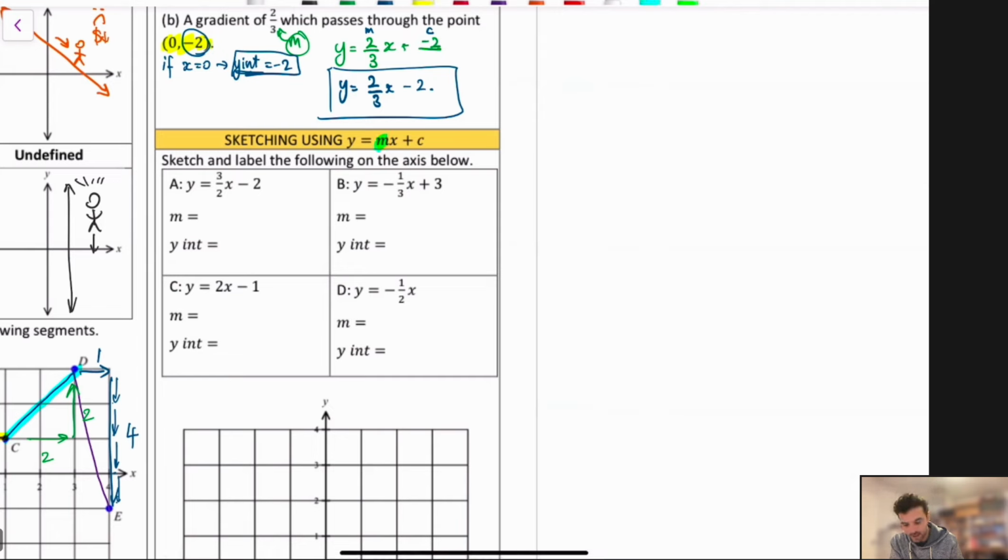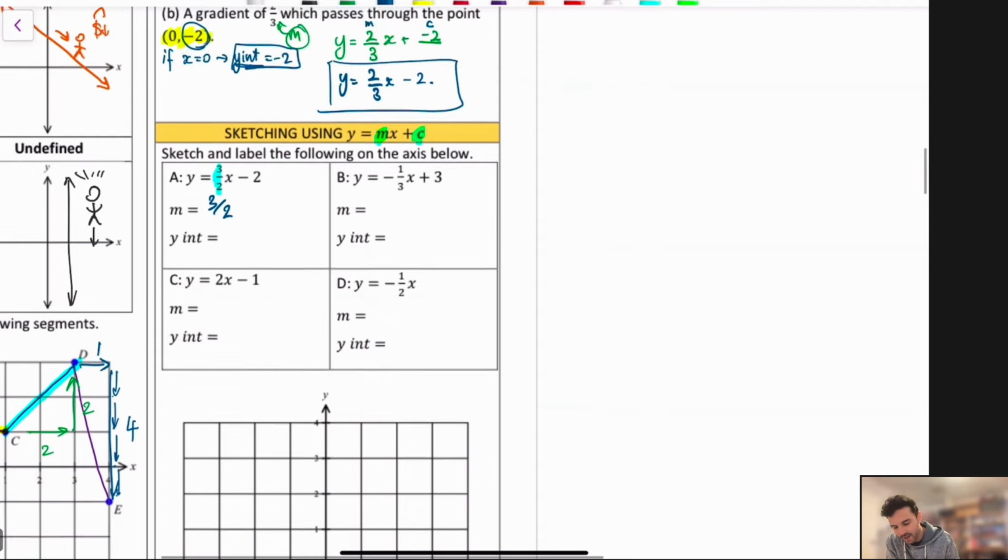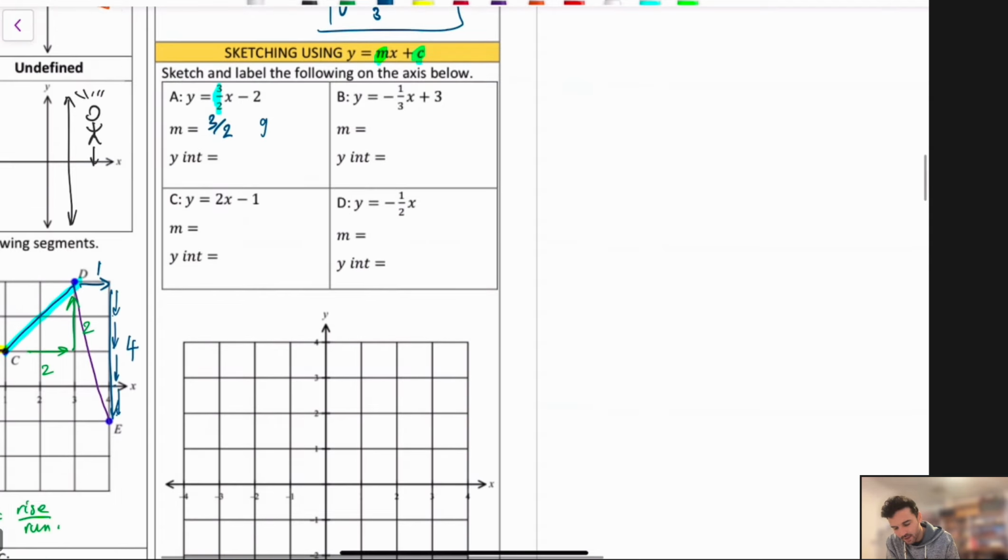and c is the y-intercept. Okay, so let's firstly interpret these equations. These are all linear because they hold the form y = mx + c. In this first one, we've got m, which is always in front of the x, is 3/2. So let's write that down. That's our gradient, there's m.